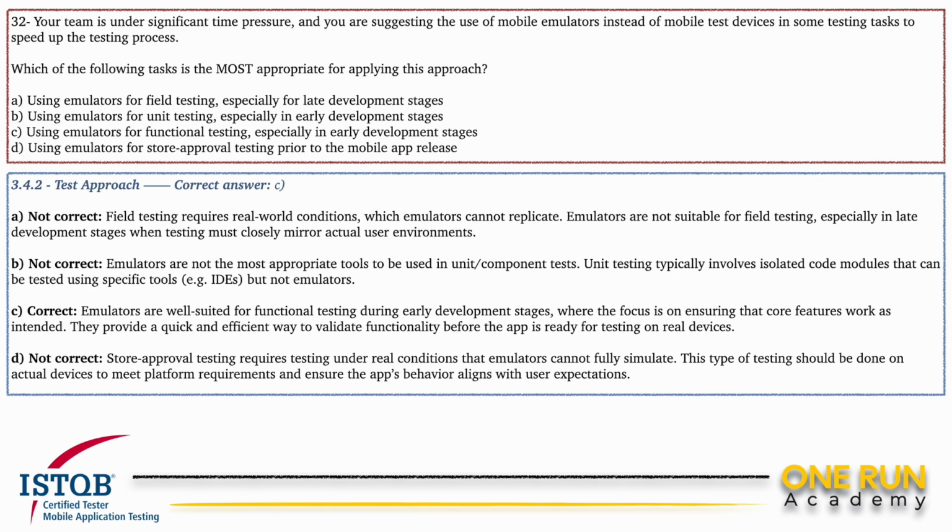Emulators simply cannot replicate every fine distinction of a real device, especially when it comes to performance, battery usage, and hardware integration. So, to sum up, option C is the most appropriate use of emulators when your team is under time pressure, especially for functional testing in the early stages of development. This approach allows you to quickly and efficiently validate the core functionalities of your app, laying a strong foundation for the more detailed and device-specific testing that will follow.